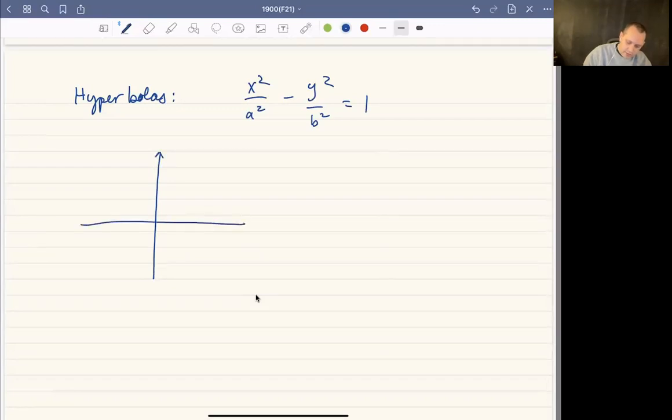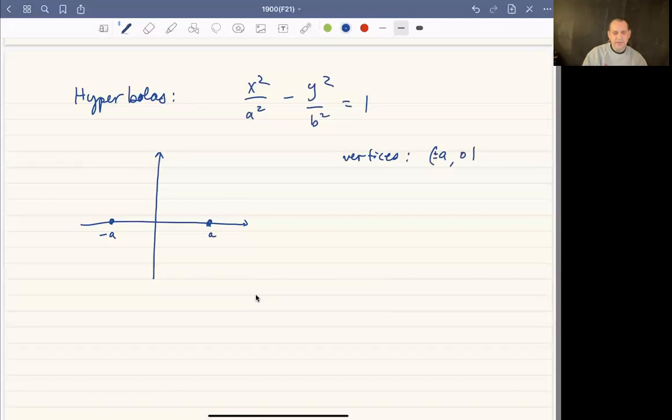We'll talk about all sorts of different properties of these hyperbolas. First, if y is equal to 0, so if this term is gone, then we have solutions when x is a or minus a. We call these points the vertices. So the vertices are going to be (a, 0) and (minus a, 0).